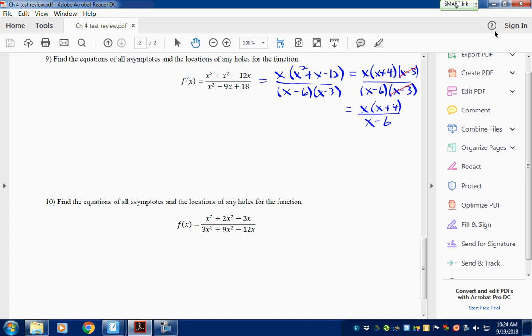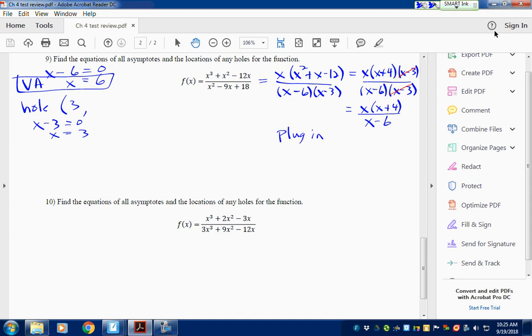So my vertical asymptote, I can get that right away. The vertical asymptote is whatever would make the bottom 0, but does not get canceled out. Okay, so x minus 6, set that equal to 0, x equals 6 is my vertical asymptote. Got my vertical asymptote. My hole, the x-coordinate of my hole, would be at 3 comma something because x minus 3 equals 0, x equals 3. The something comes from plugging in x equals 3 in here.